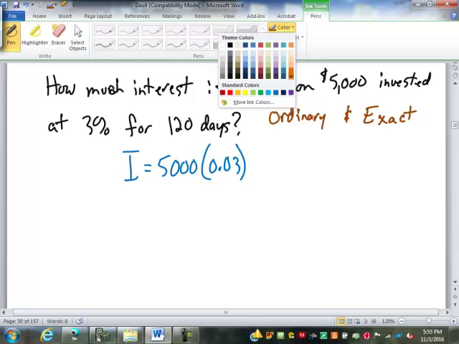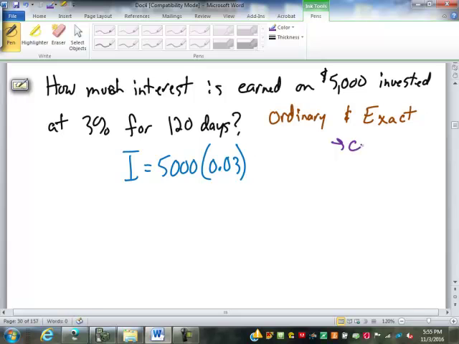Both ordinary and exact interest count the exact days. So what does that mean? That means if I'm going from starting on one date and ending on another date, they count the exact days that are in between there. They don't fudge the days between dates. But they do change what they consider to be a full year. There's the denominator of our time.